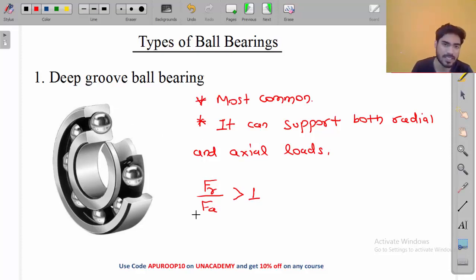Do you understand this much? So this is the most common type of bearing. And what is the speciality of this bearing? You only have to remember this speciality of every bearing. Why are deep groove ball bearings special? Because they can support both radial as well as axial load, and their radial load carrying capacity is more than the axial load carrying capacity. This is the first and most common type of ball bearing, the deep groove ball bearing.